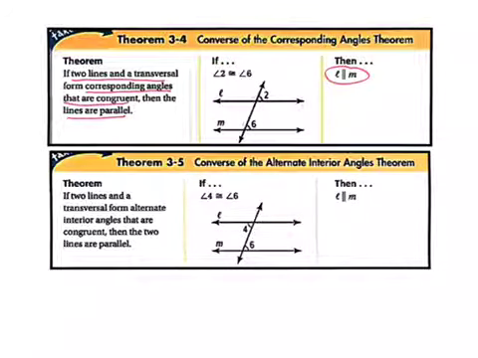The converse of the alternate interior angles theorem states that if two lines and a transversal form alternate interior angles that are congruent, then the lines are parallel. So just like the corresponding angles theorem, if you have two alternate interior angles that are congruent, then you can prove that the lines that encompass them are parallel.